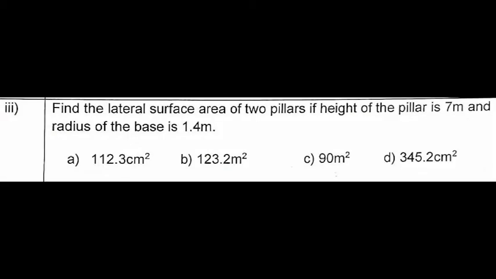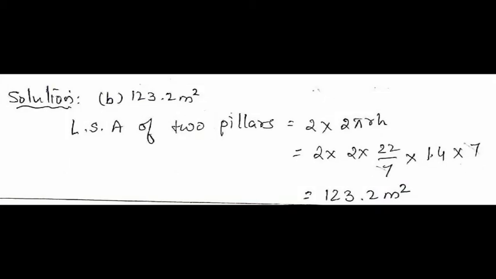Question number 3. Find the lateral surface area of 2 pillars if the height of the pillar is 7 meter and radius of the base is 1.4 meter. So we know the formula for LSA of pillar is 2 pi rh multiplied by 2, and you get 123.2 meters square.